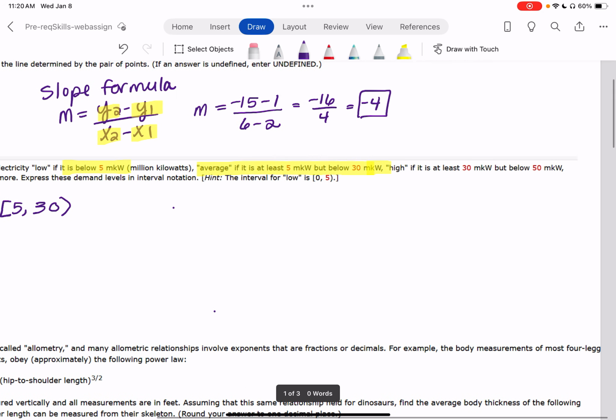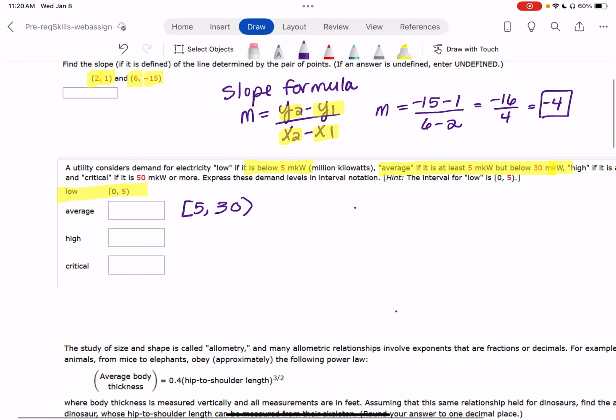Okay, and then for high, it says at least 30 million kilowatts, but below 50 million kilowatts. Okay, so that's going to be a bracket on the 30 to 50, parenthesis on the 50. So it includes the 30, but just up to 50, not including 50. And then critical is going to be what you're seeing right through here. If it is more than 50 million kilowatts. Okay, so there's no upper limit on that.